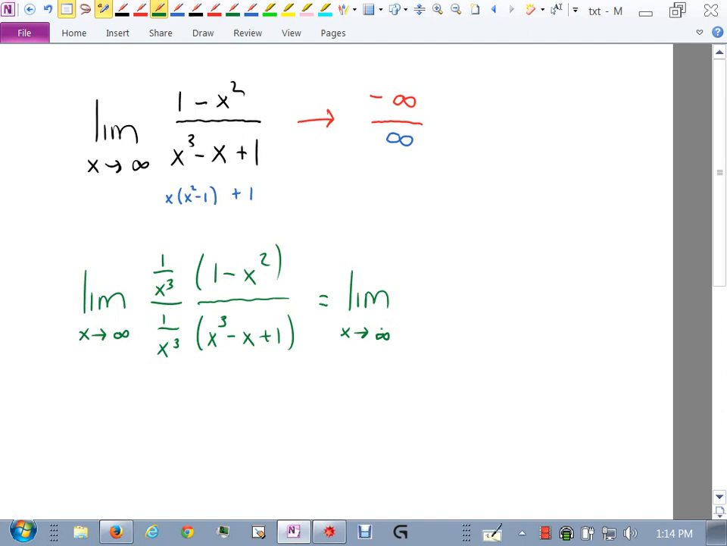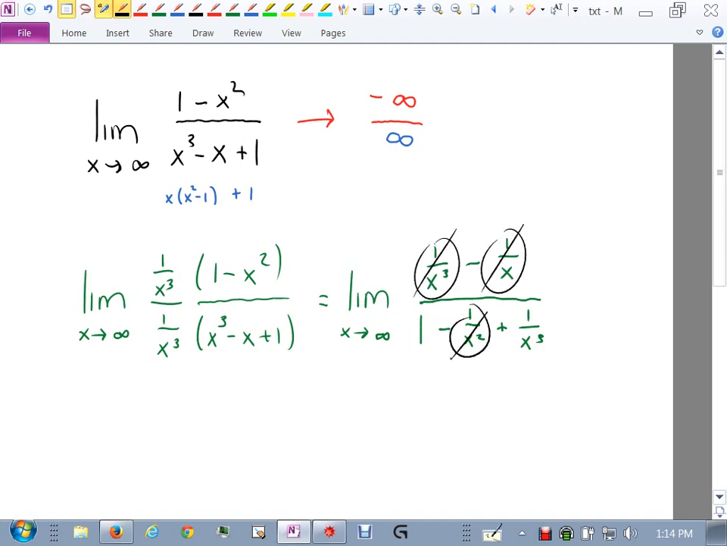All right, distribute through the top. What do you got? 1 over x cubed minus 1 over x, over 1 minus 1 over x squared plus 1 over x cubed. And now let x become infinite. And lots of stuff goes away, right? This goes away. This goes away. This goes away. This goes away. That's what made me think of empty set a second ago. This is not the empty set. I'm just saying they vanish to 0, right?